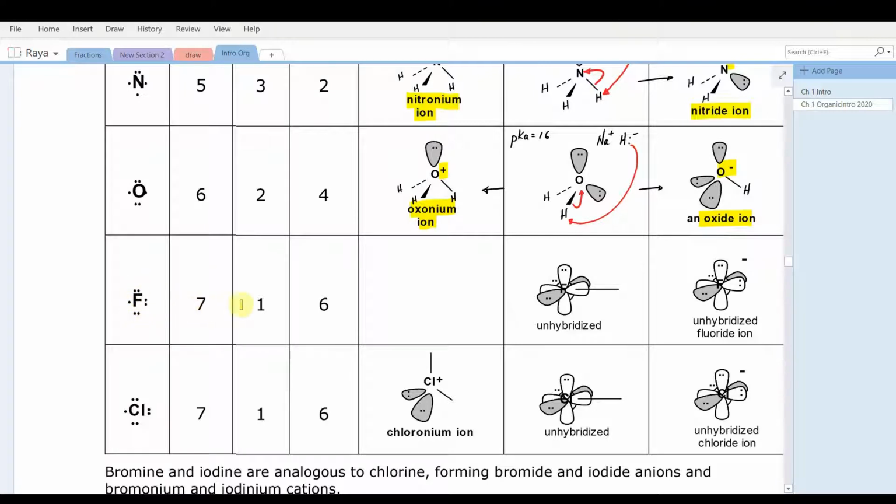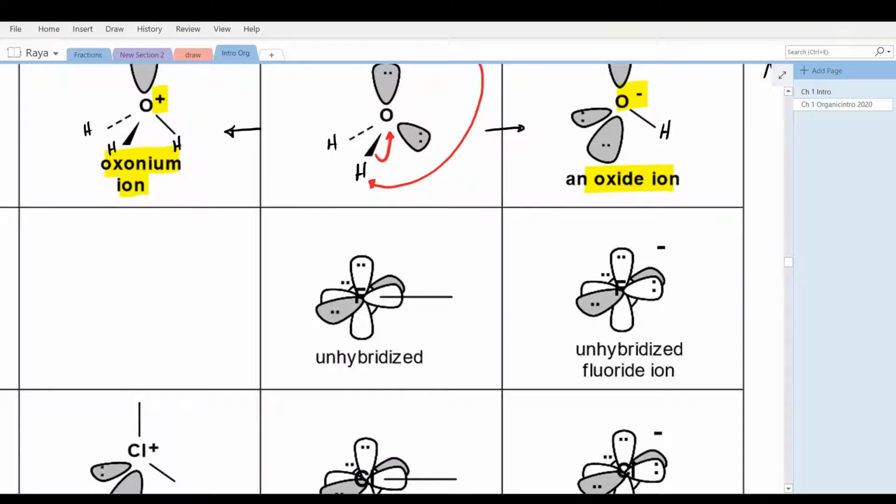7 valence electrons, commonly forms 1 bond. After bonding, it will have 6 non-bonded electrons, 2, 4, 6. Now, fluorine being the most electronegative element, there's no case where some other atom or species could withdraw electrons from it. It's not going to form a cation, but it could form an anion quite readily. Take the case of hydrogen fluoride. Hydrogen fluoride is a moderately strong acid. Its pKa is 3.2.